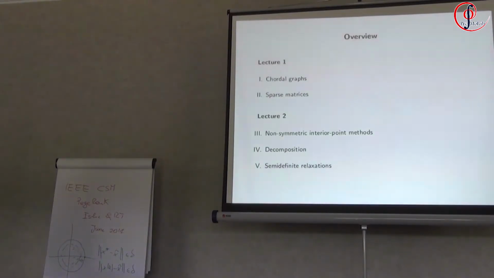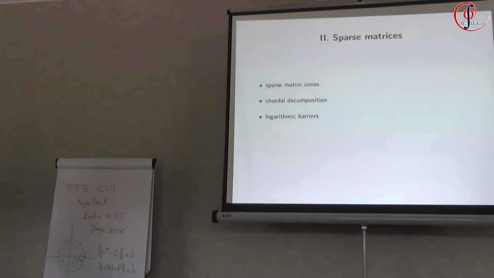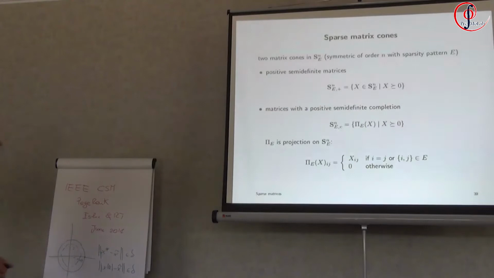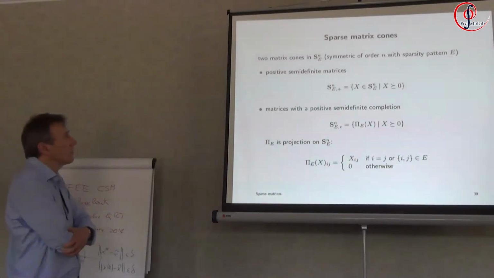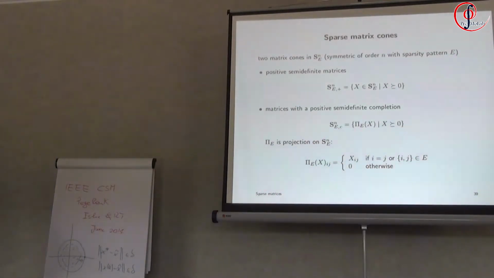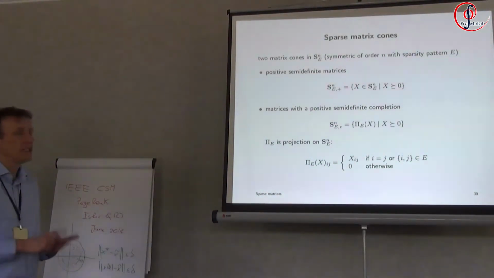So the rest of this lecture will apply this to some sparse matrix problems. And that will be the connection with semidefinite programming. So in general, we'll represent sparse symmetric matrices by an undirected graph. The vertex set is just the integers from 1 to n, denoting the rows and columns of the matrix. And E, the edges, represent non-zeros in the pattern.